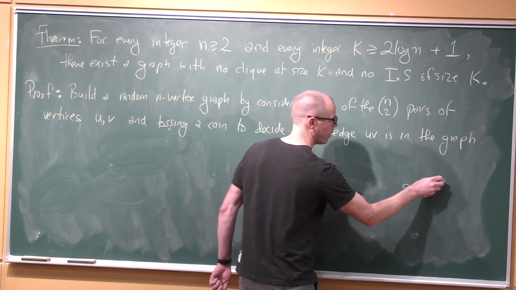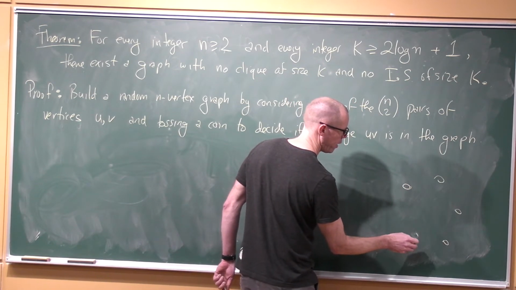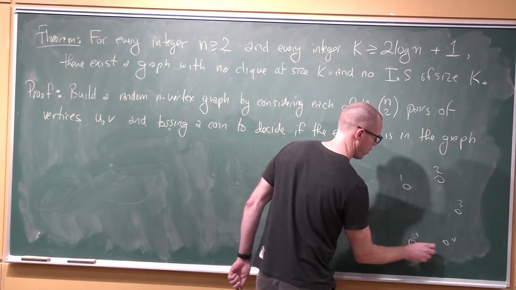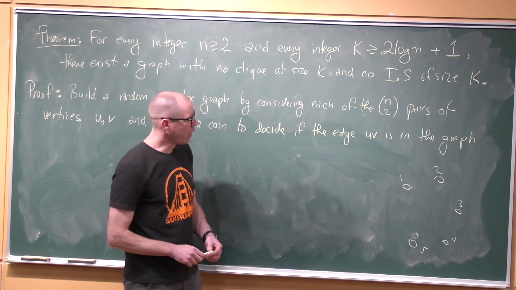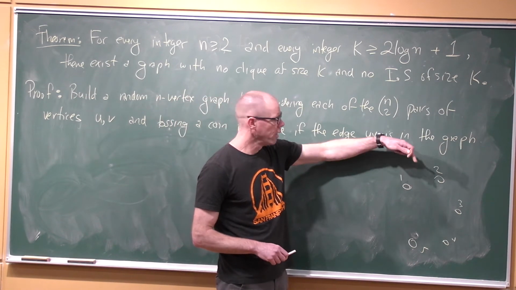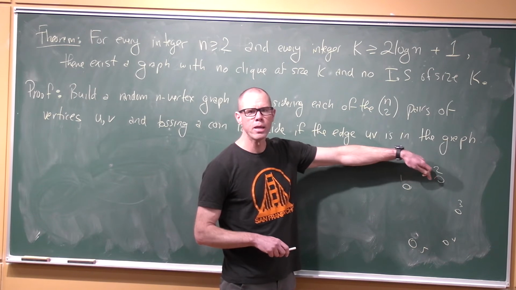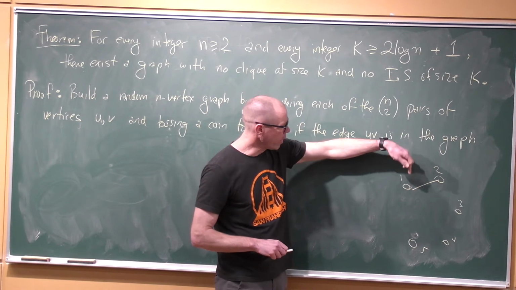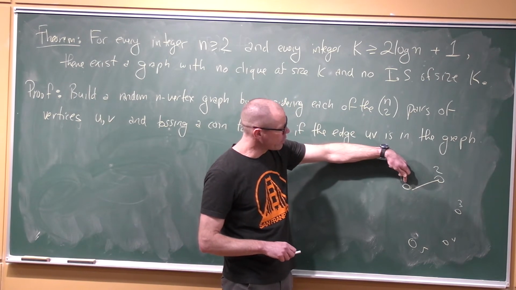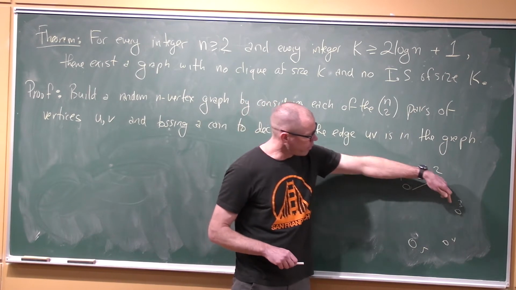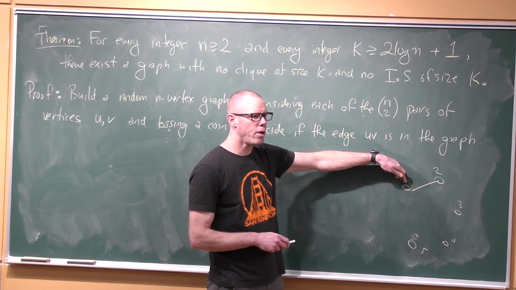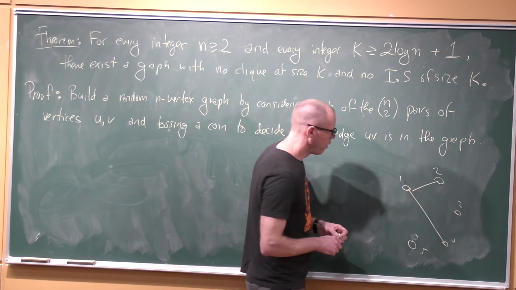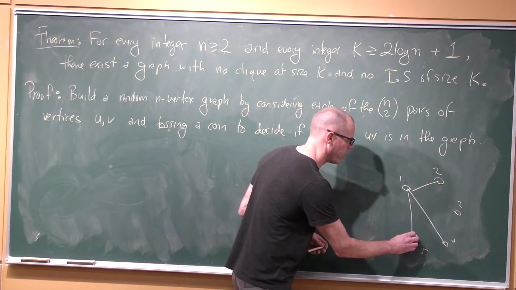Okay. So I take the vertices of my graph, and let's call them 1, 2, 3, 4, 5. And I look at 1 and 2, this pair of vertices, and toss a coin. If the coin comes up heads, then I put this edge in my graph, and if it comes up tails, I don't. So maybe I consider 1 and 2, coin comes up heads, so I put this edge in. Now 1 and 3, I toss the coin, it comes up tails, so I don't put it in. 1 and 4, oh, it comes up heads, so I put it in. 1 and 5, maybe it comes up heads again, so I put it in.